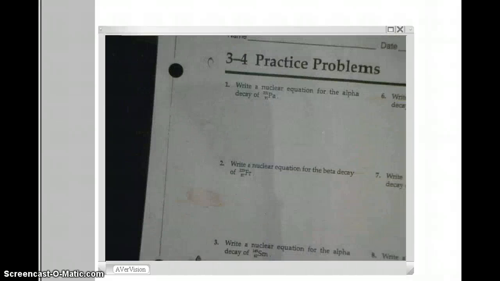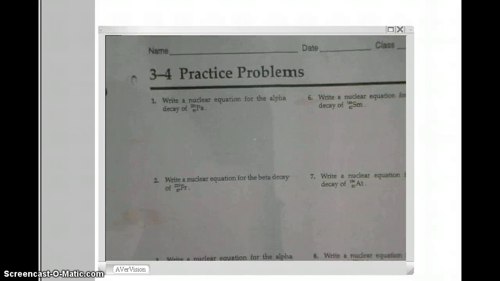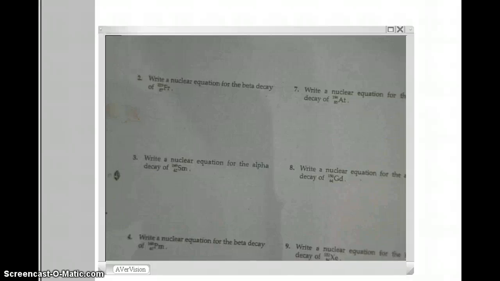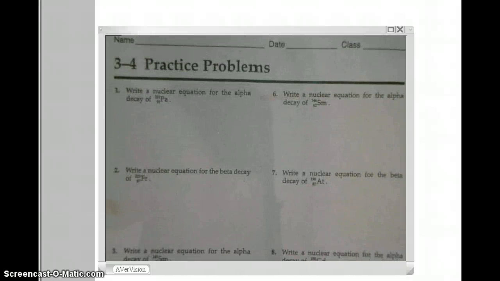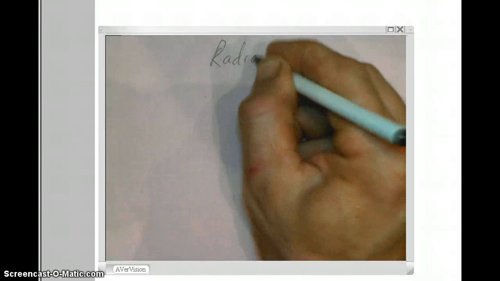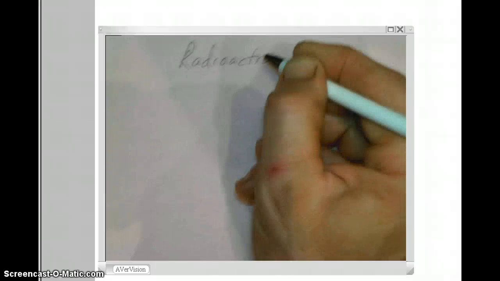Alrighty, troops, I'm back. So what you need to be looking at is your pink sheet, the 3-4 practice problems, and what this is going to do is allow us to look at alpha and beta decay. Now, what this is going to resemble is that of radiation decay, or radioactive decay.